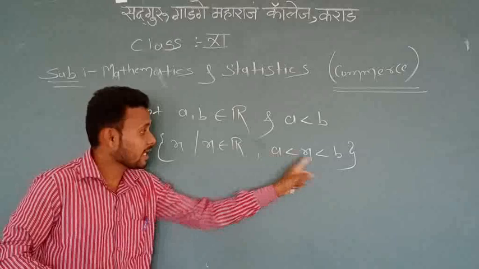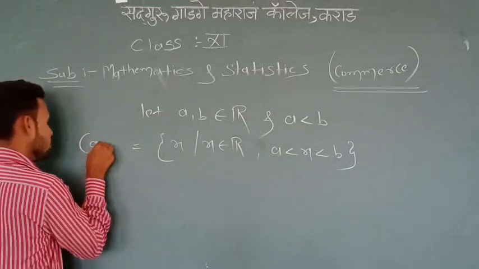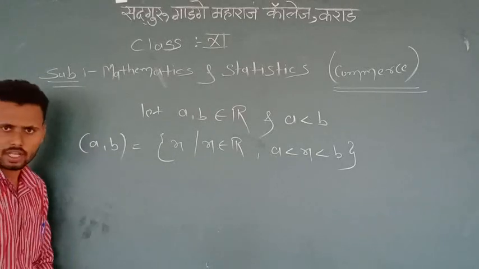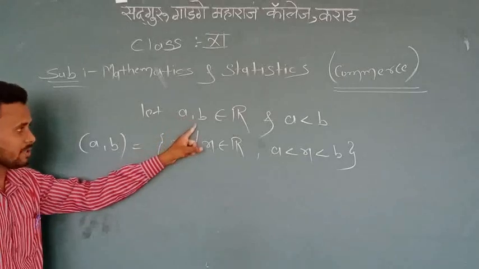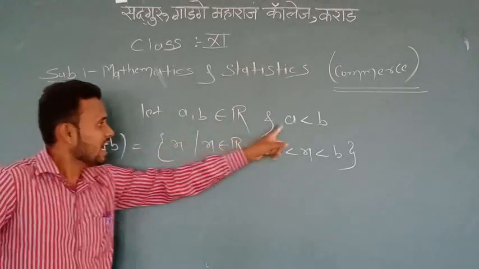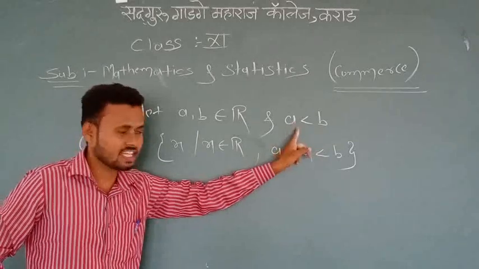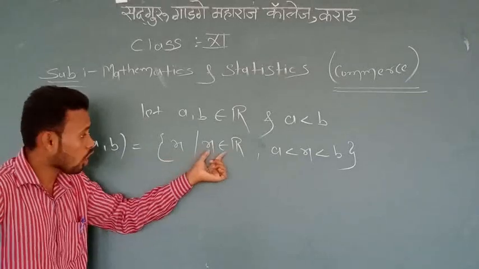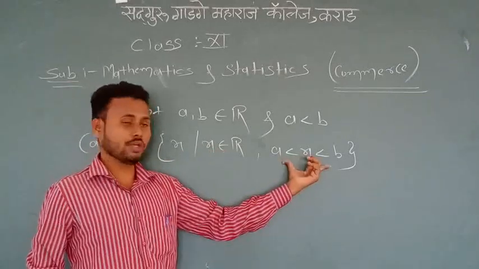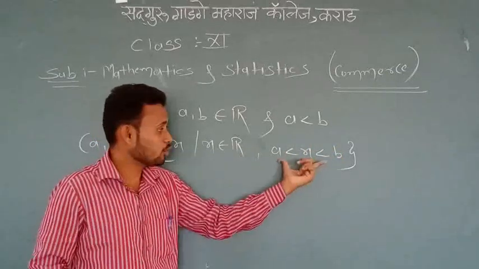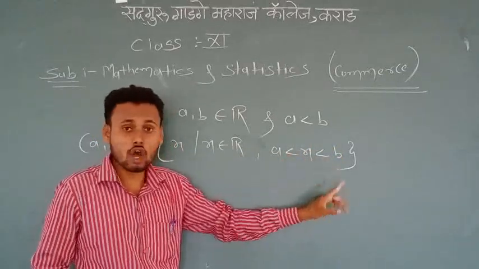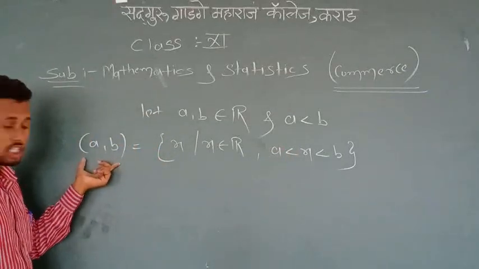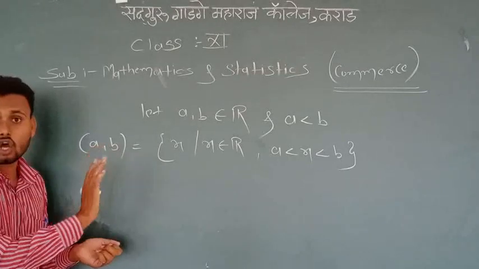This set represents the open interval (A, B). Let A, B belong to the real numbers and A is strictly less than B. Then the set containing all those real numbers which lie between A and B, but A and B are not included in this set. Why not included? Because this is an open interval. Here in open interval, these boundary points are not considered.